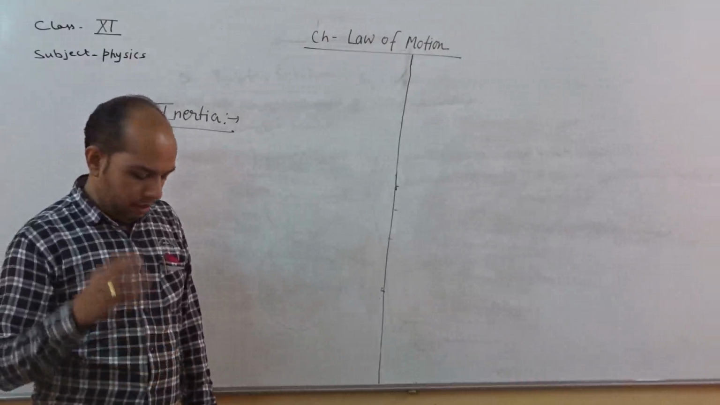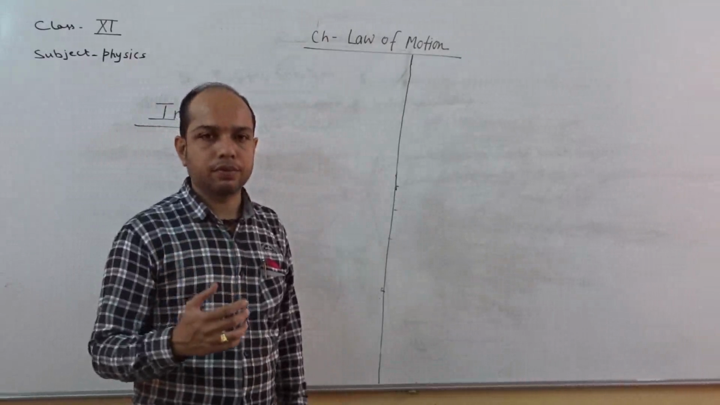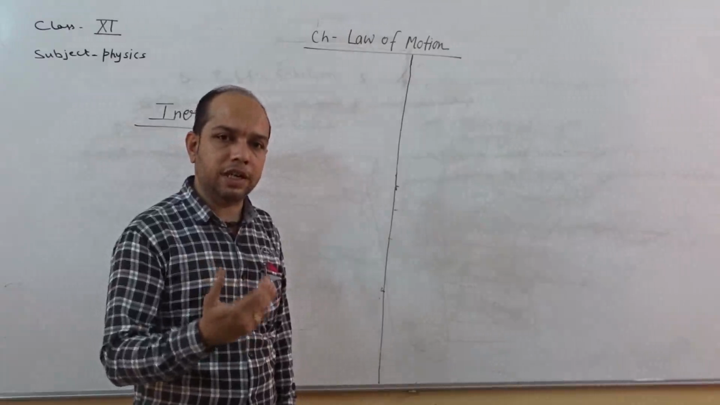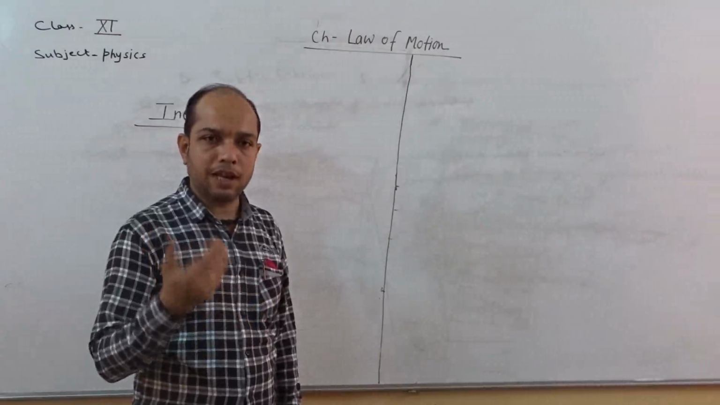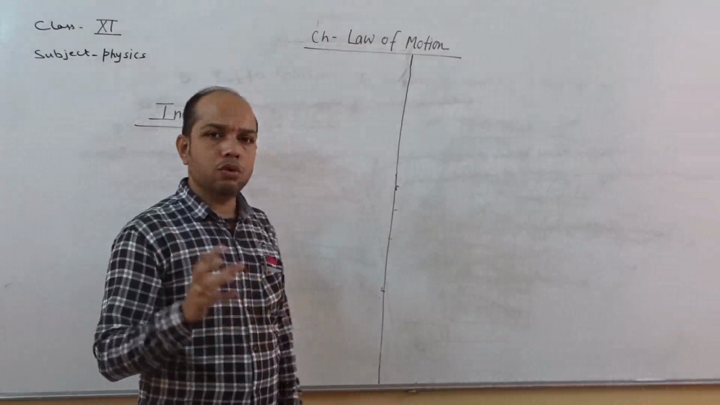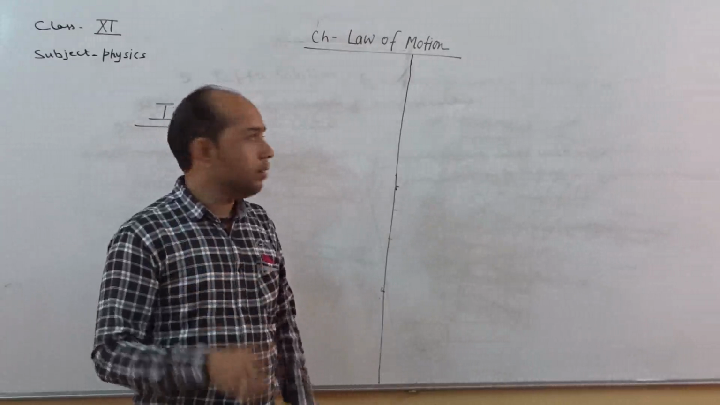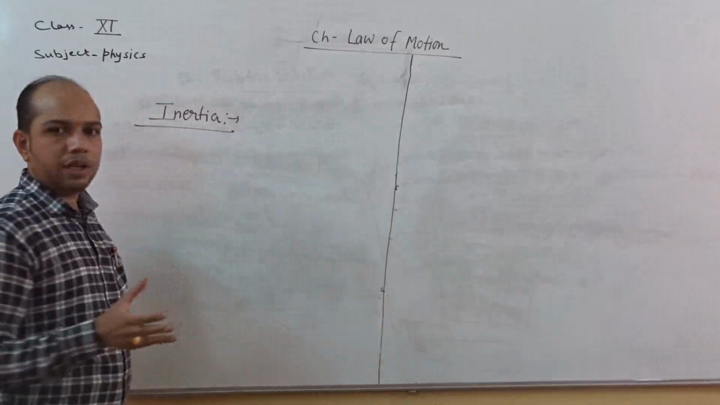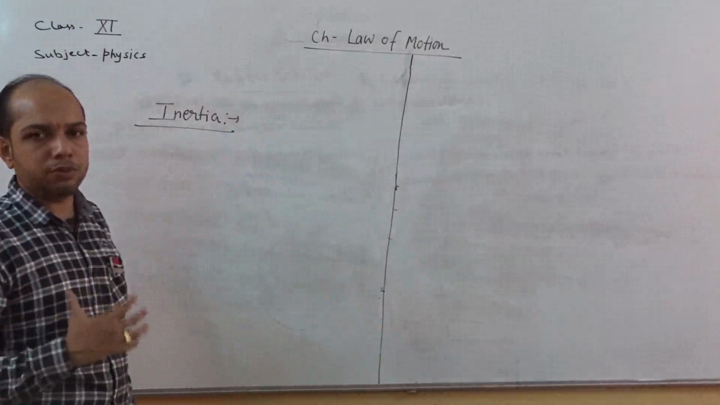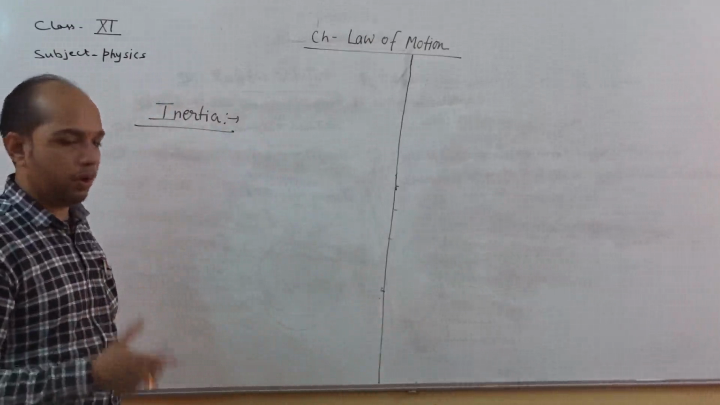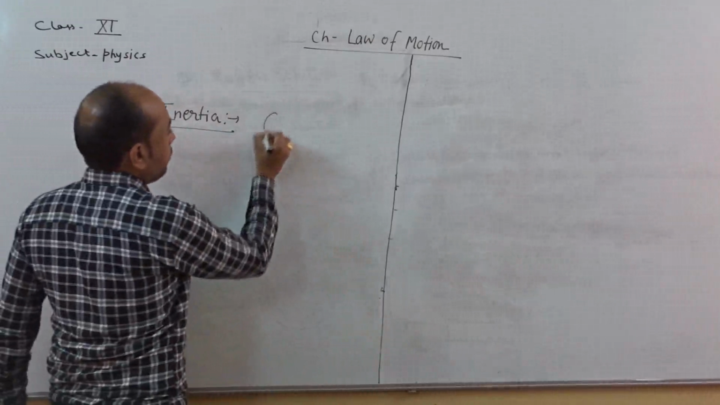That means we require some force in order to change its state, or its direction. So there must be some force required. Inertia means any object cannot change its position by itself or on its own.